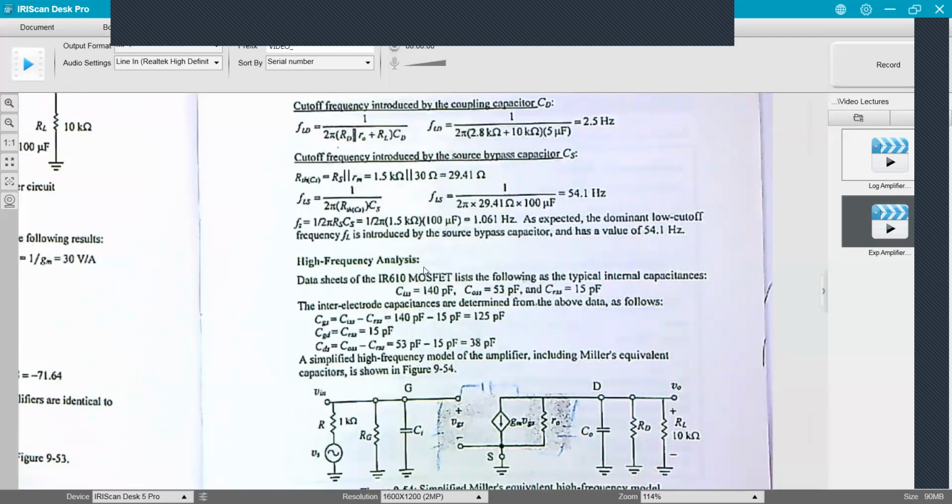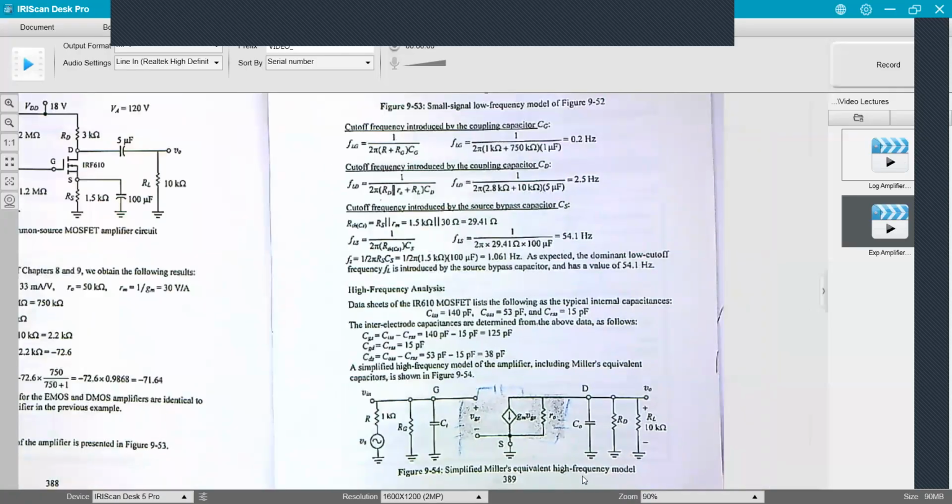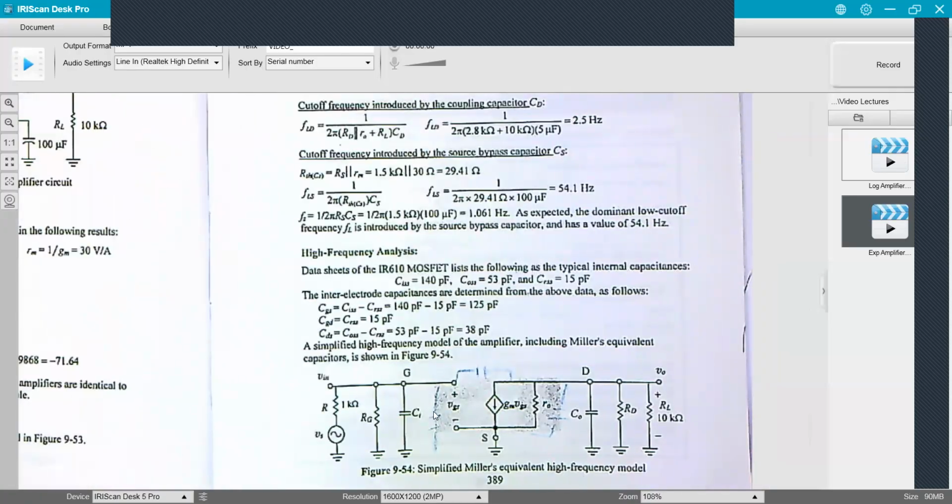Okay, now high frequency analysis. So here is our simplified Miller's equivalent high frequency model. There was something missing here, I thought. They had C between the gate to drain here. And then we're using Miller's theorem. This disappears and you get a capacitor here, and you have a capacitor here, which I think doesn't need to be here anymore.